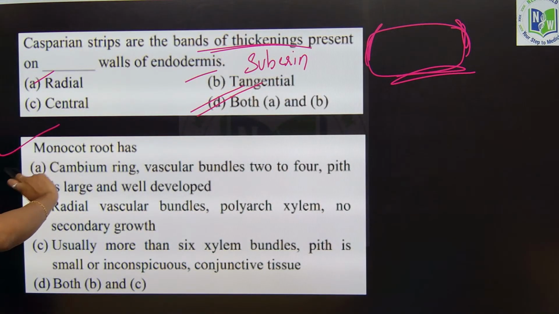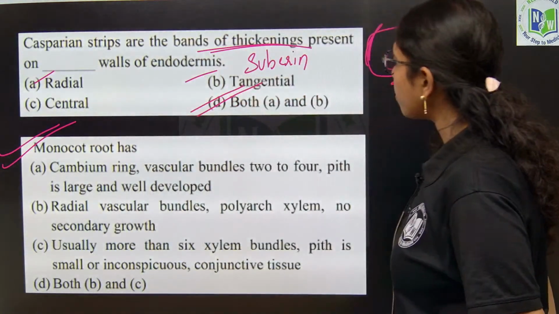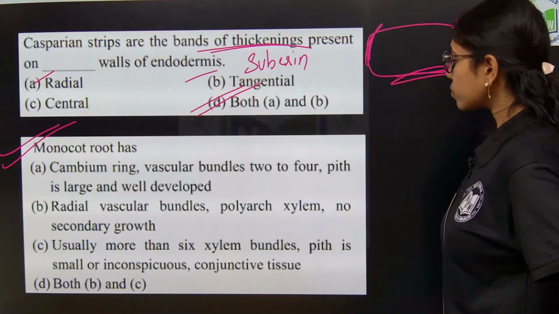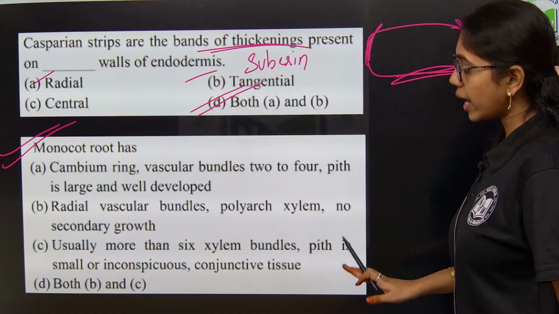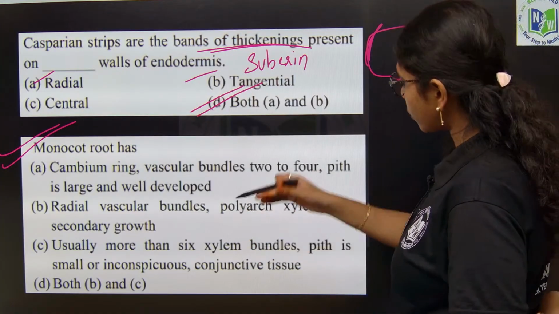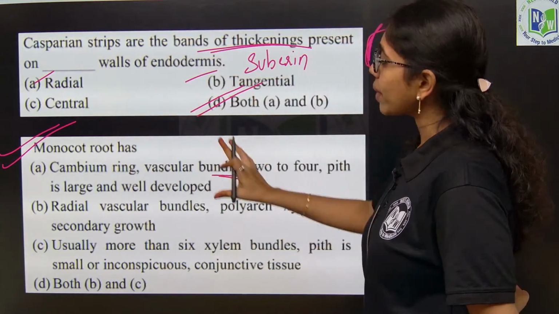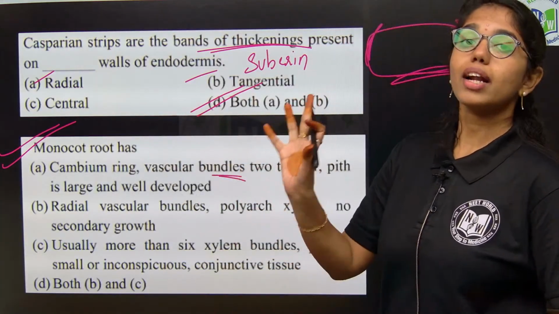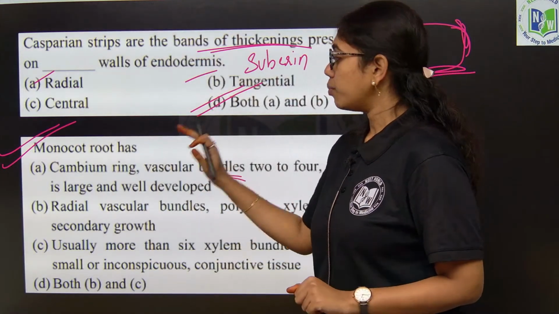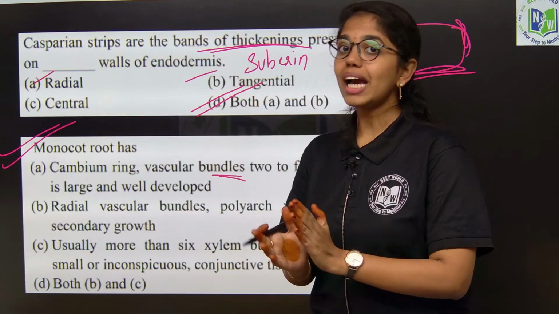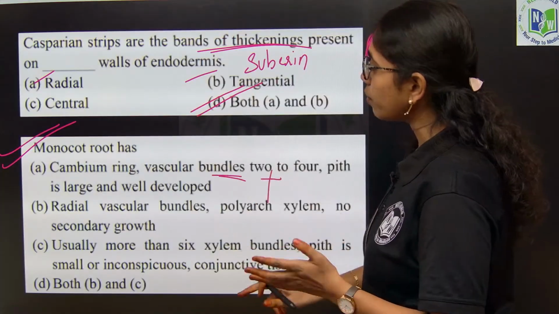Next, monocot root. Monocot root you look into: cambium ring, vascular bundles 2 to 4, pith is large and well developed. Yes, pith is large and well developed. Next, radial vascular bundle. 2 to 4 vascular bundles will not be present in the monocot root. Diarch or tetrarch condition of vascular bundles is observed in the dicot root. In monocot root you will see polyarch vascular bundles, which are more than 4. So, here option A goes wrong with monocot root.